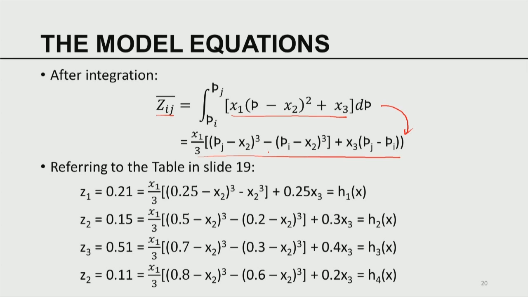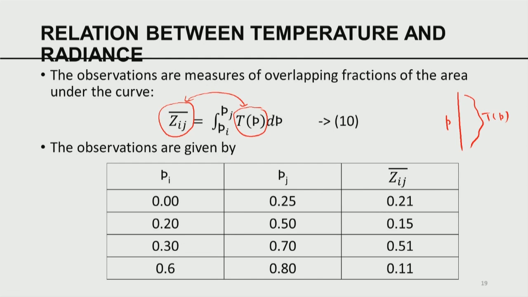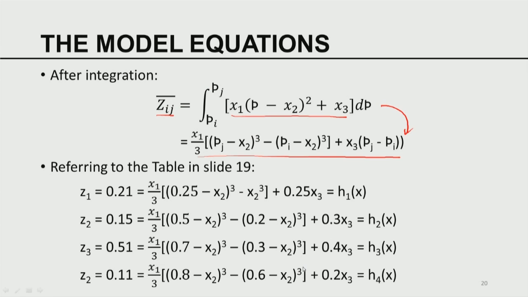Referring to the table on slide 19, I know the values of P_i and P_j. If I substitute these numerical values in here, I get the first relation, Z1 is equal to 0.25, and that is equal to this function, H1 of X. And what is my X? My X is equal to X1, X2, X3, because I have a three-layer problem. My T's are X. So Z2 is given by this, Z3 is given by this, Z4 is given by this. So the Z's are given.